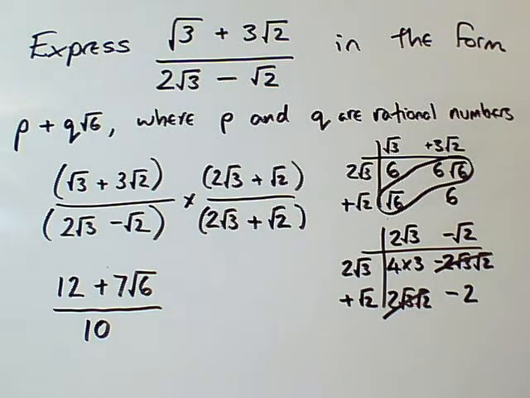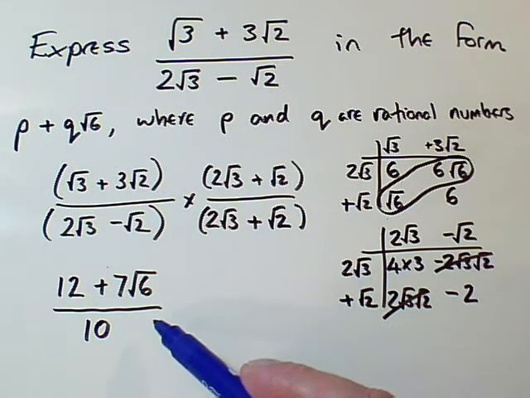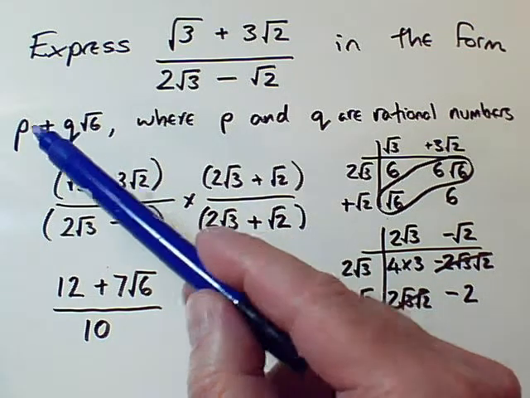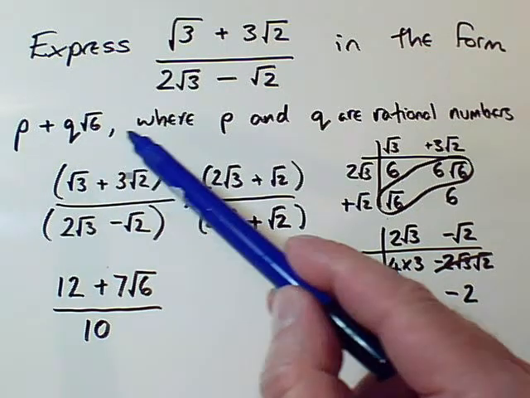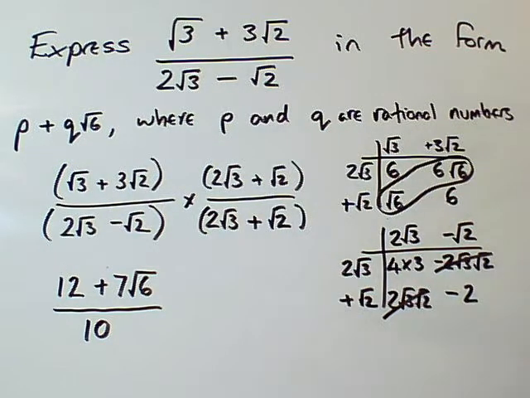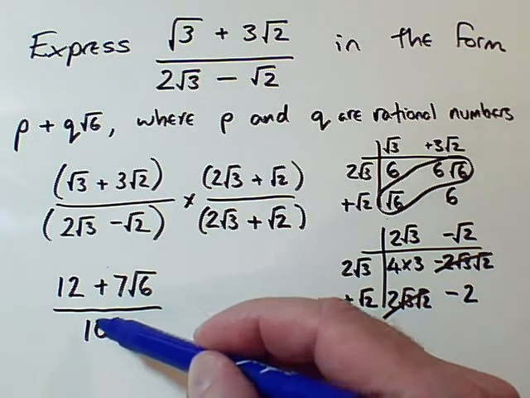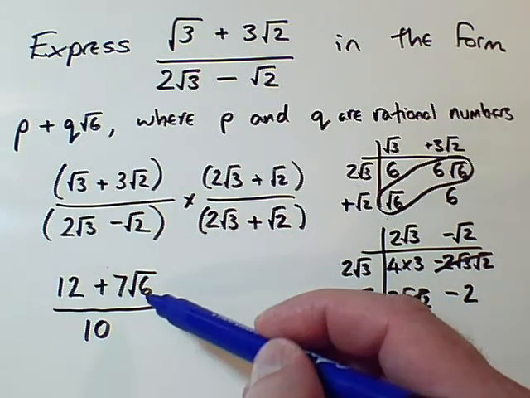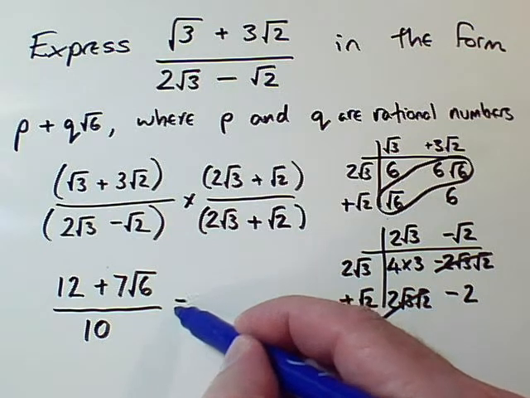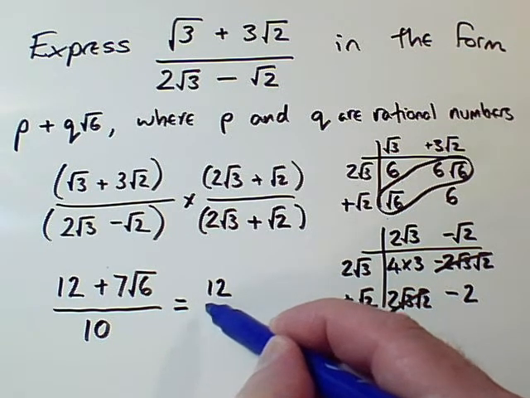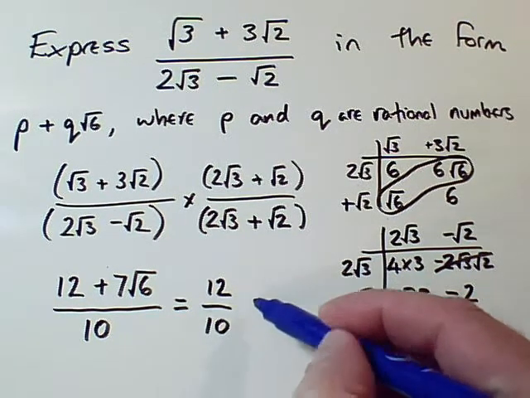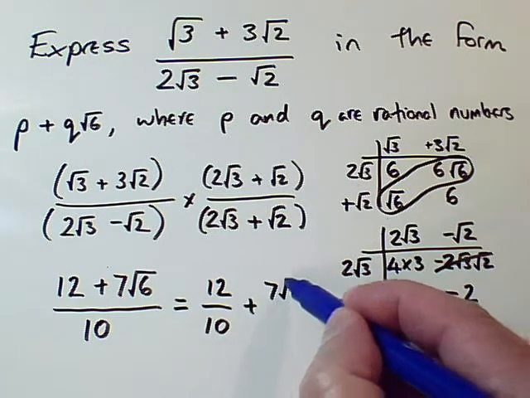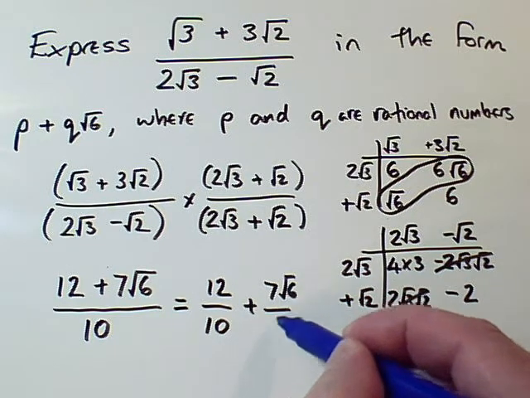So this is my answer, but I want to write it in the form p plus q root 6, where p and q are rational numbers. So I've got a bit more to do. I've got to split this into 2. Now if I've got a fraction with just a single number on the bottom, I'm just dividing everything by 10. So the first stage takes me to 12 over 10 plus 7 root 6 over 10.